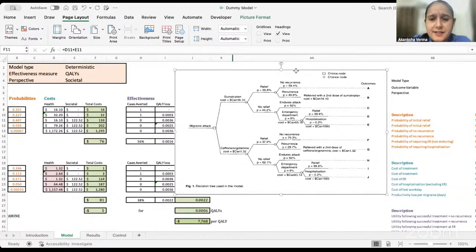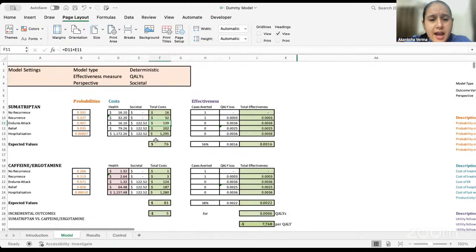Now you have your effectiveness. On the similar line, we have the effectiveness. So effectiveness here in this model was reported in two forms: either the cases averted, like did the patient not have any further migraine attack, or the quality-adjusted life year loss, QALYs. Okay, then total effectiveness. So based on what we select as the effectiveness measure, the outcome will be selected.